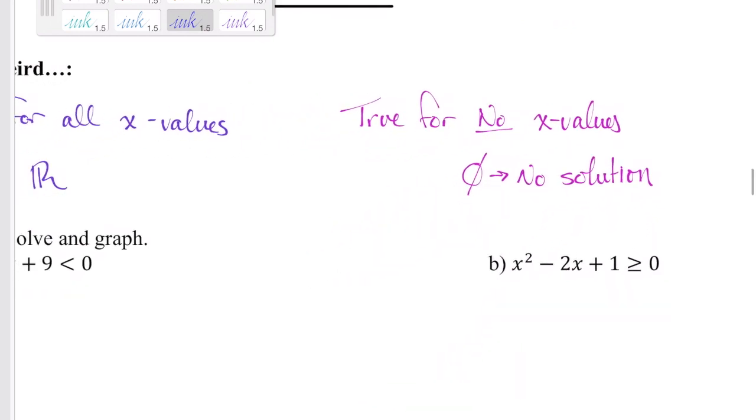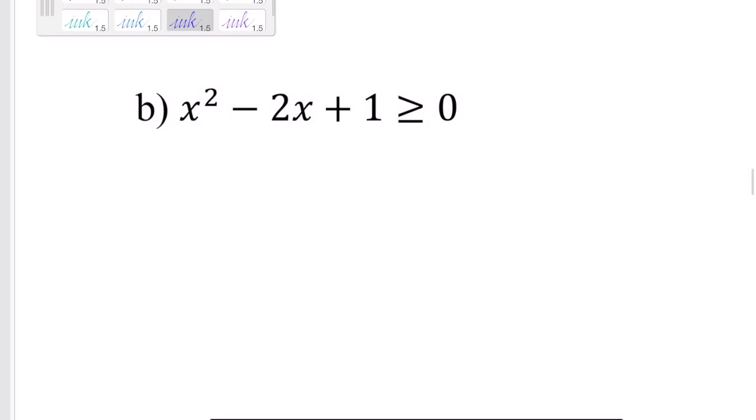And so another example that I'm going to go over on here is going to be this one, and then I'm going to say the other ones for my kids. So first thing I'm going to do is set equal to 0 and try to factor.